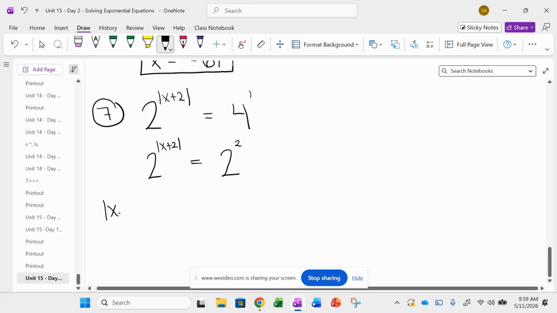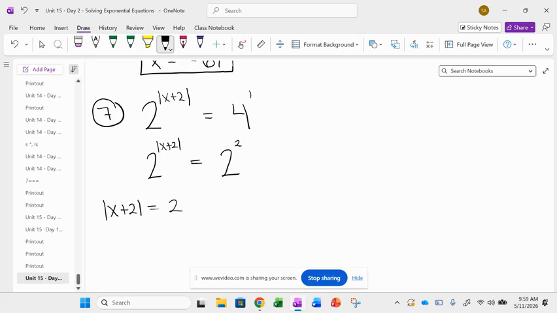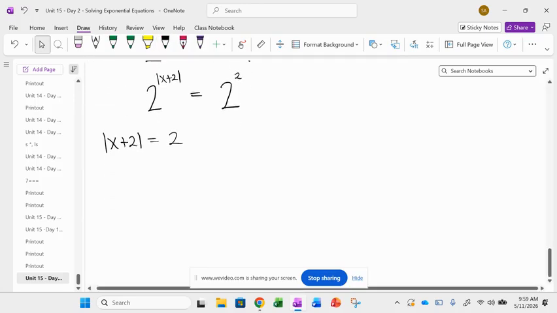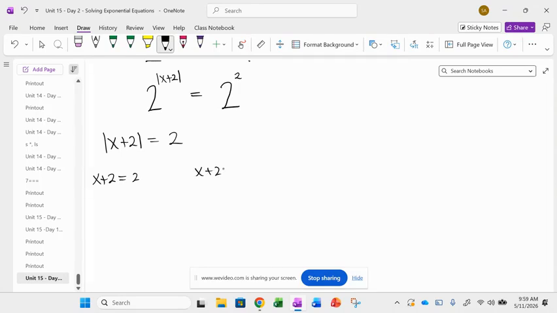Now that my bases are the same, I set my exponents equal. So I'm going to have the absolute value of x plus 2 is equal to 2. So now we got to think back to algebra 1. When we solve an absolute value equation, don't we take x plus 2 equals 2 and x plus 2 equals negative 2? So we will get x equals 0 or x equals negative 4.